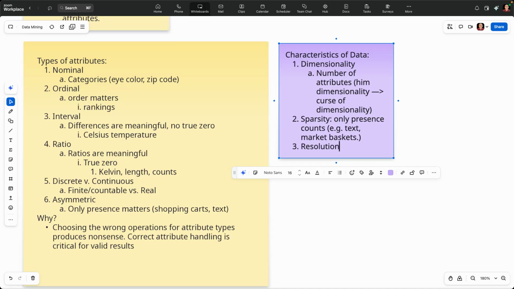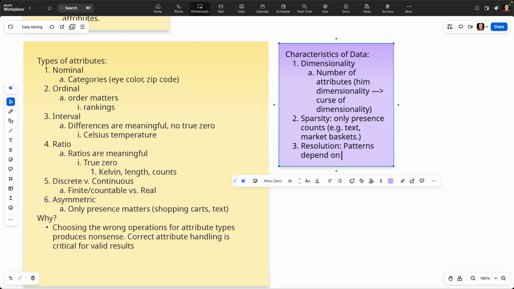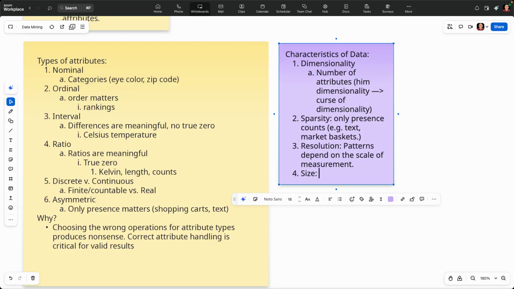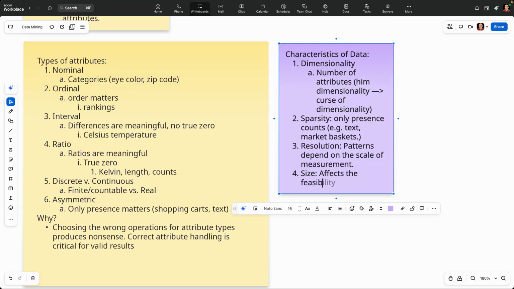Resolution: patterns depend on the scale of measurement. And then we have size. It affects the feasibility of analysis.